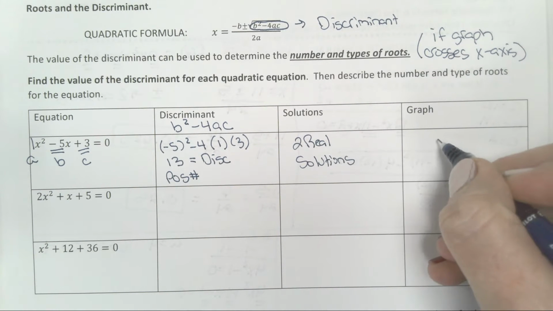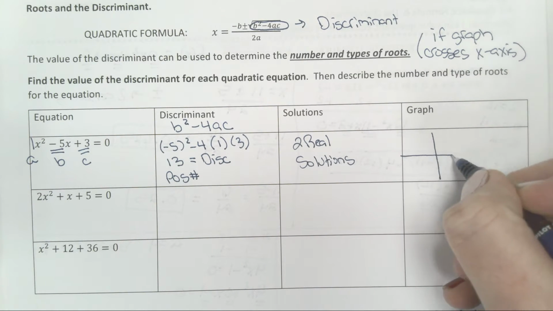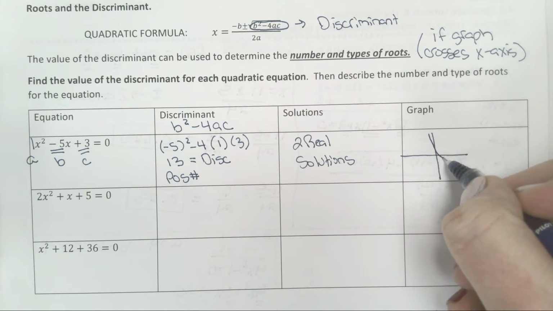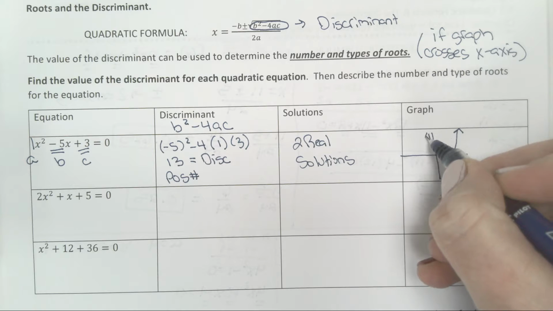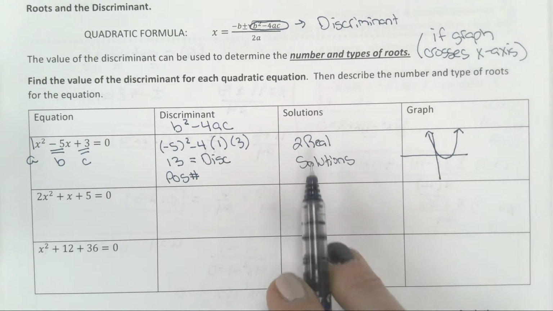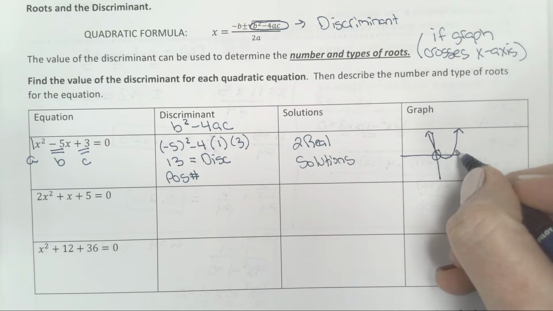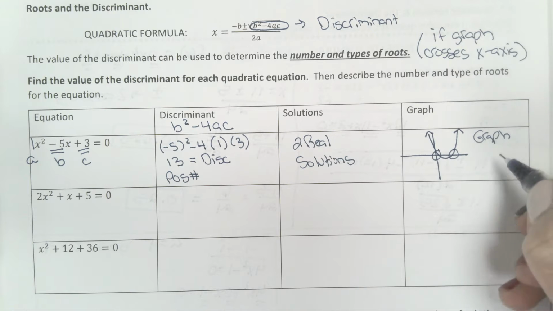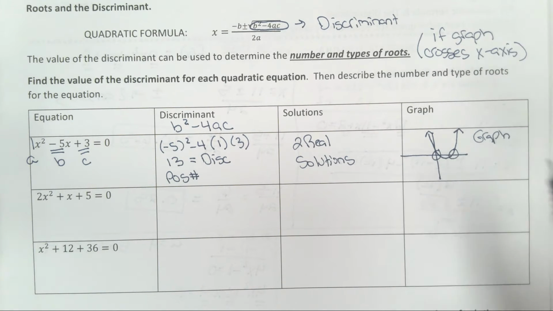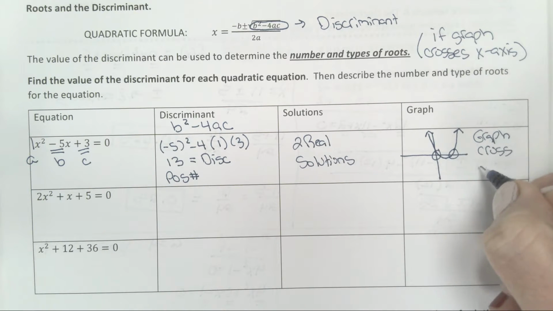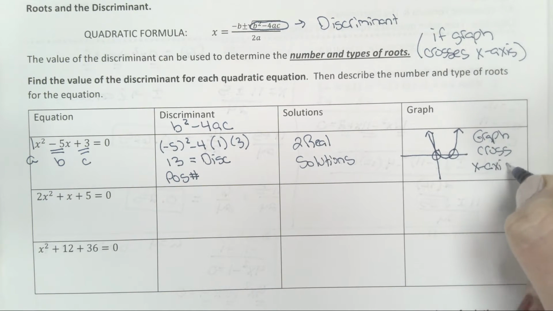What does that mean on a graph? Well, that means that my graph will probably look something like this. So if I have two real solutions, I know that my graph will cross the x-axis 2 times. Graph cross x-axis twice.